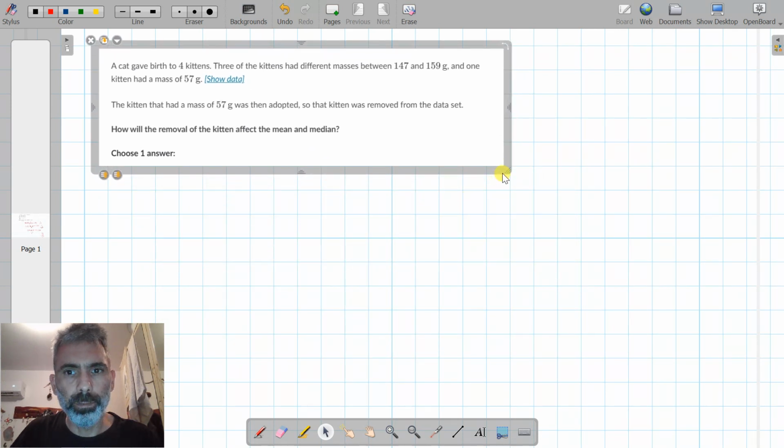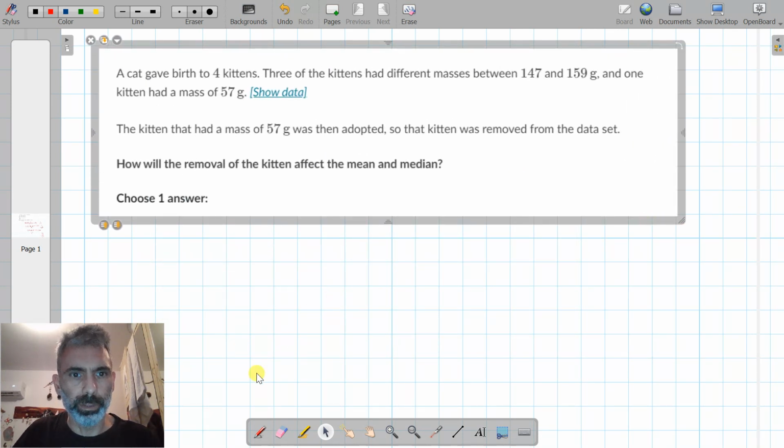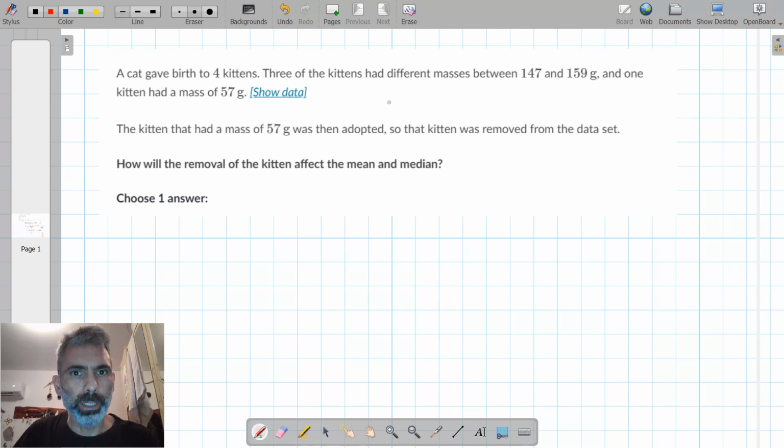A cat gave birth to 4 kittens. 3 of the kittens had different masses between 147 and 159 grams, and 1 kitten had a mass of 57 grams. The kitten that had a mass of 57 was then adopted, so that kitten was removed from the data set. How will the removal of the kitten affect the mean and the median?